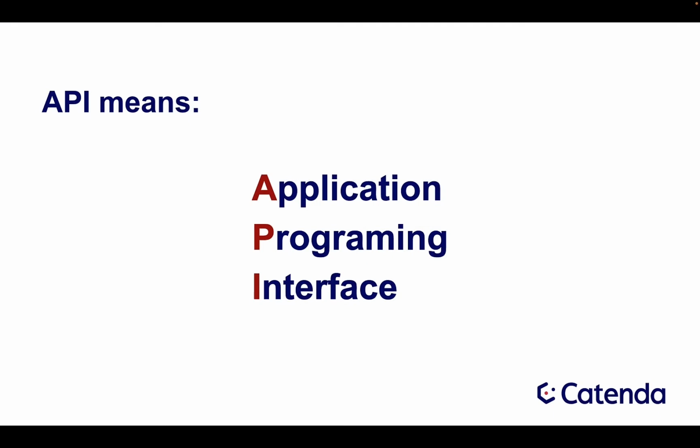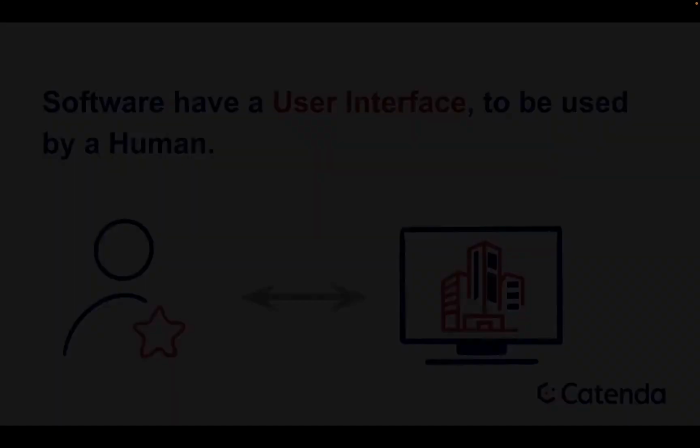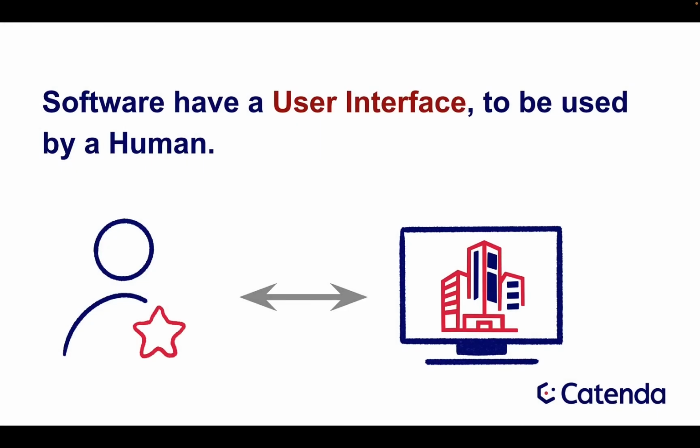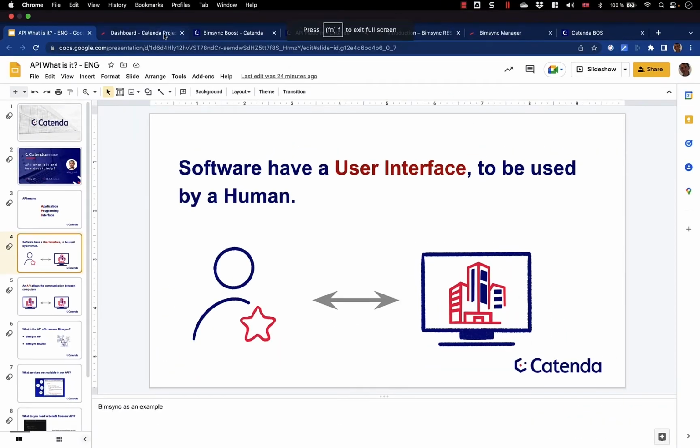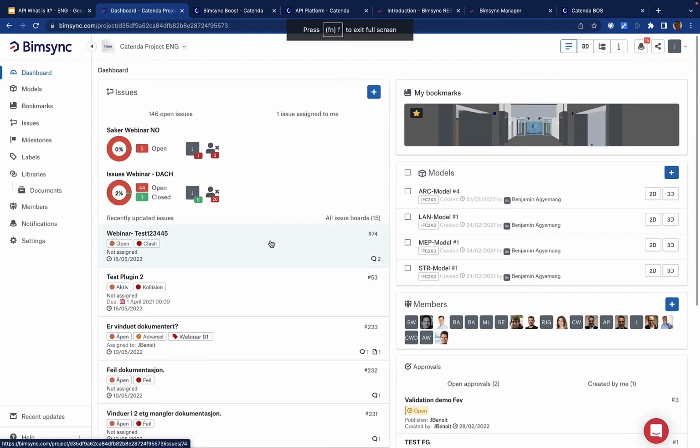As always, a quick reminder about the definition. API means Application Programming Interface. Software has a user interface to be used by a human. That's usually what you can find. As an example, I will just demonstrate that in Bimsync.